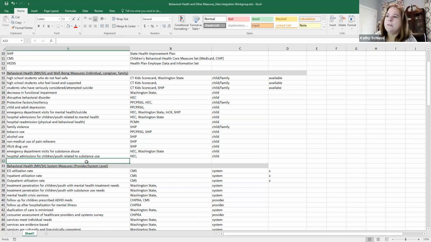And it seems like there's also some duplication between the system measures and the individual well-being measures. So for example, emergency department visits for substance use and you have the ED utilization rates. Yeah, good point.